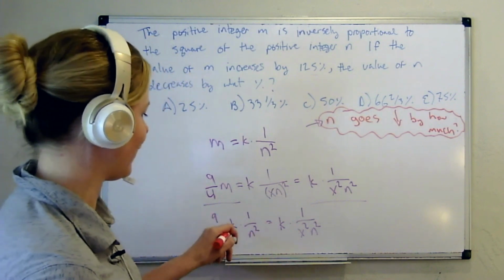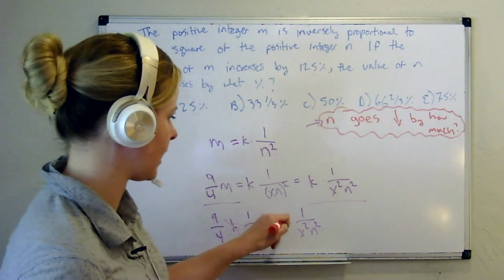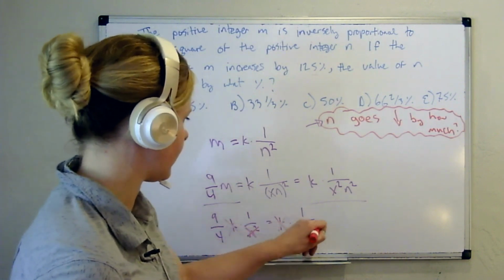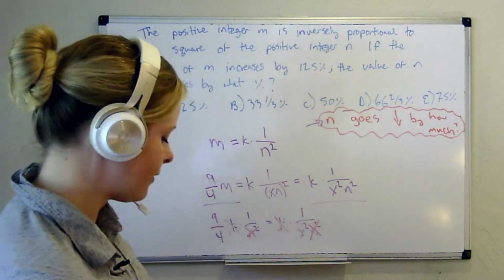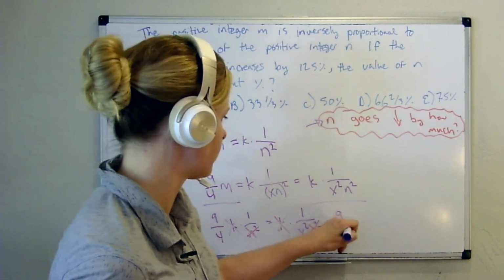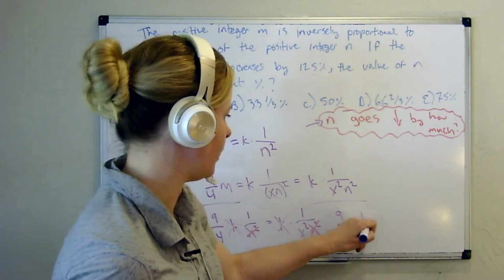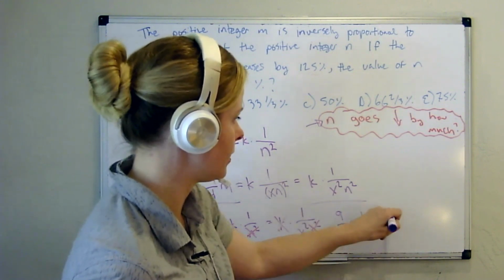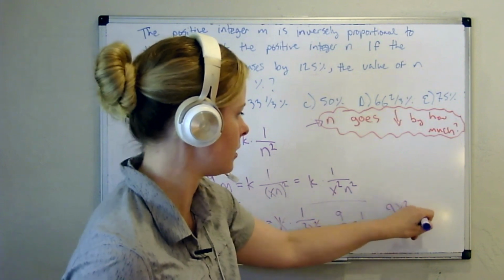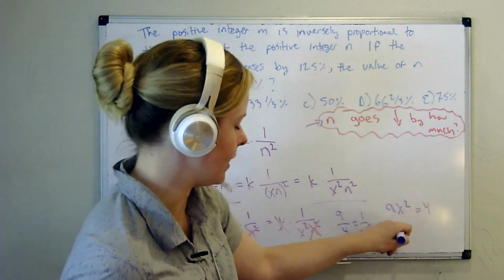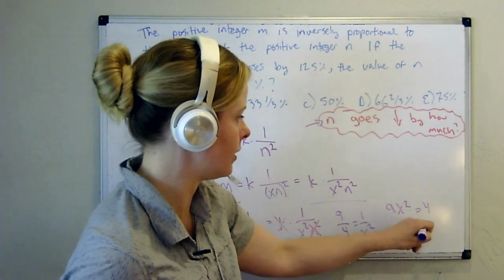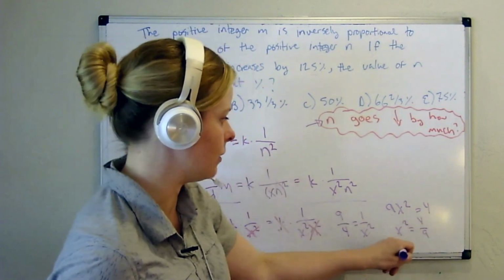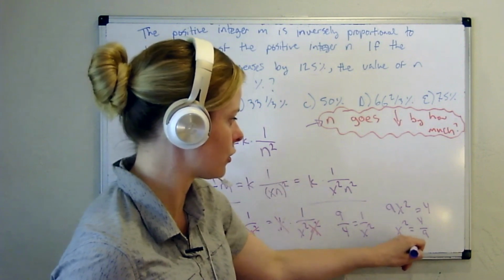And thankfully, now a lot of our stuff cancels out. We don't have to deal with so many variables. Our k's just cancel out on both sides. We can multiply both sides by n squared, and those cancel out really nicely. And we are left with 9/4 is equal to 1 over x squared. And then if you want to, you can go ahead and cross multiply. So we get 9x squared is equal to 4. Divide both sides by 9. x squared is equal to 4 over 9. And then we can just square root this, and we will get that x is equal to 2/3.